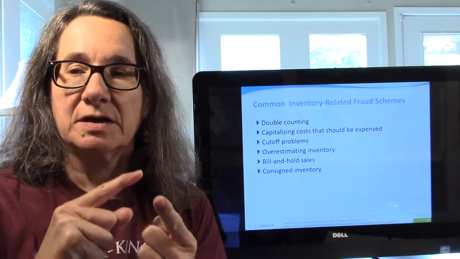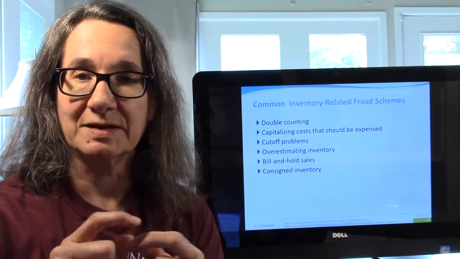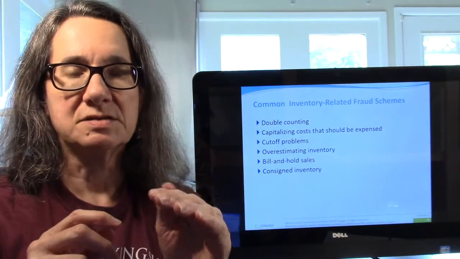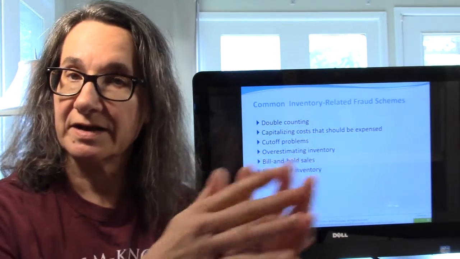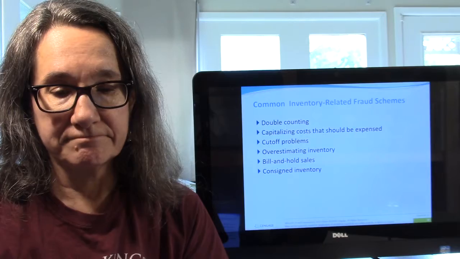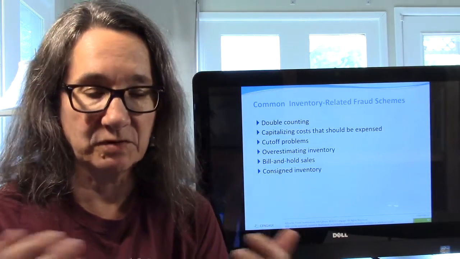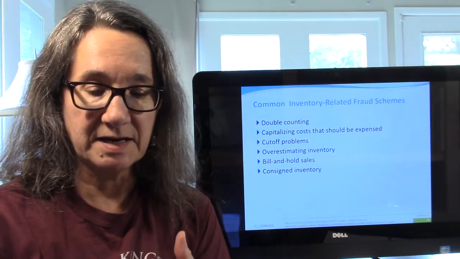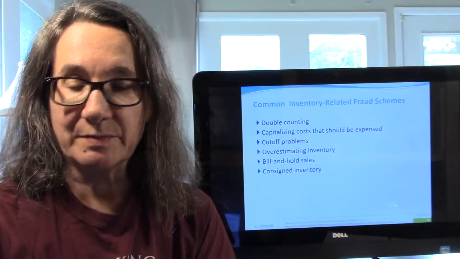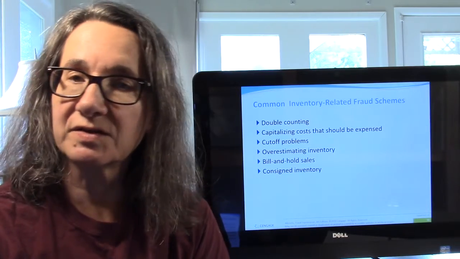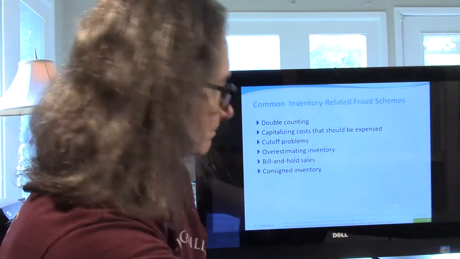So it's not just what you paid for something, right? It could have some labor in there. It's cost to make ready. So you can call something overhead and include it in there. Cutoff, just putting it in the wrong period, just like you can with revenue. Overestimate, bill and hold, and consigned inventory. People do sometimes count inventory as theirs, even though it doesn't really belong to them. It's been consigned to them.